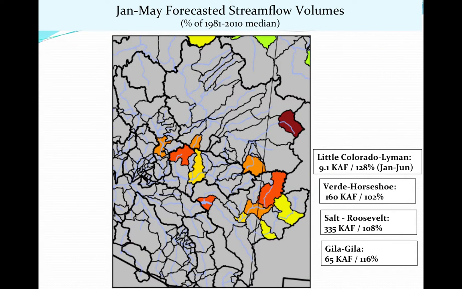Looking down in the lower Colorado River Basin, where our forecast period is January through May, with the exception of the Little Colorado at Lyman, which is January through June, you can see we're still above average forecast in that area. That's because we're still forecasting that El Nino will have a bit of an impact on those water supply forecasts. So we're still holding out hope there. But all of these forecasts have decreased since February 1st as well.